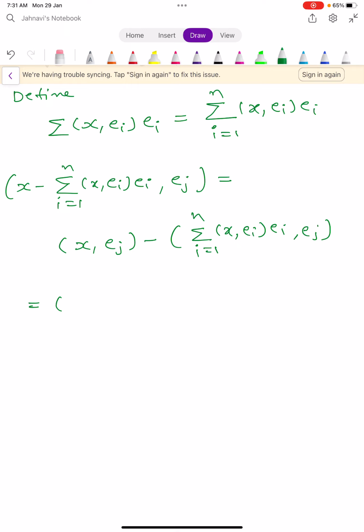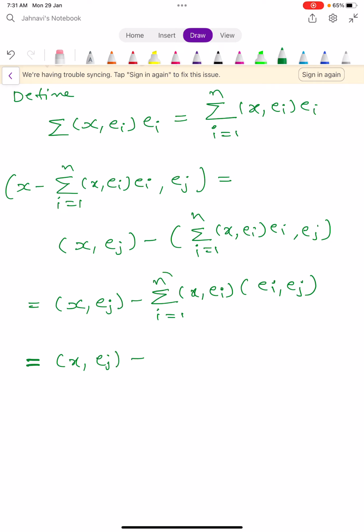Again it can be written as inner product of x comma ej minus, writing the summation outside of the inner product, summation over i equals 1 to n inner product of x comma ei into inner product of ei comma ej. Because our set is an orthonormal set, this becomes inner product of x comma ej minus this summation becomes 1 only, so inner product of x comma ej.